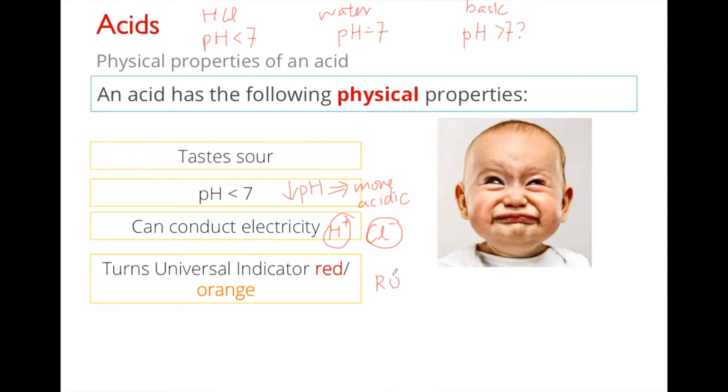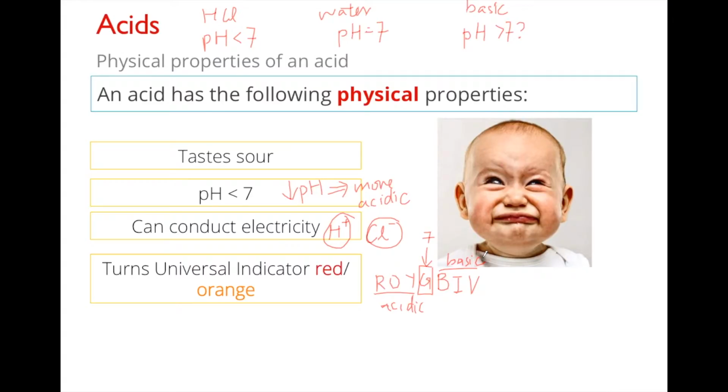Red, orange, yellow, green, blue, indigo, violet. Okay, see, green is in the middle, and this is when pH is 7. Okay, so here are your acidic colors, and here are your basic colors.